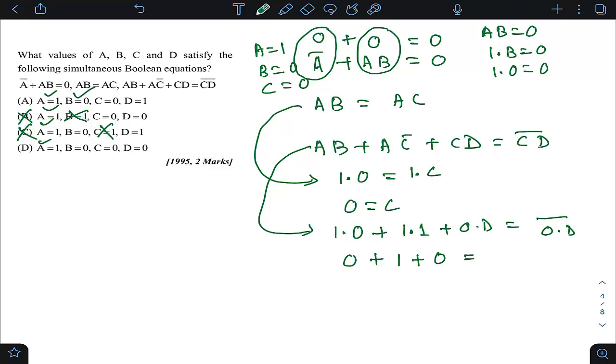I think, students, there is a printing mistake. This is actually CD bar, the CD whole complement. Please make a change. So this is CD bar, not C bar D.